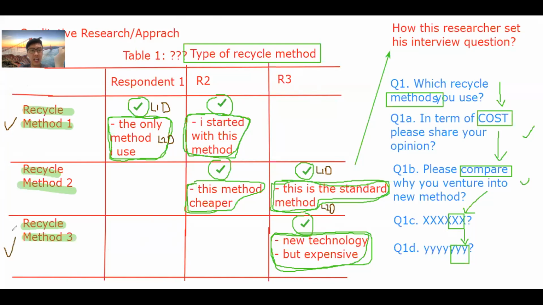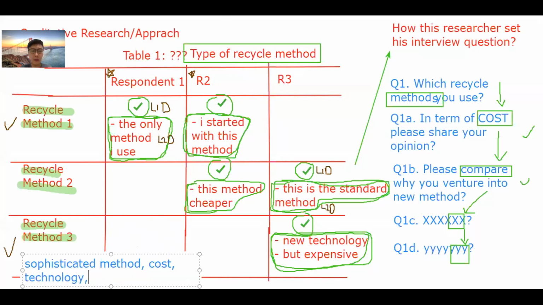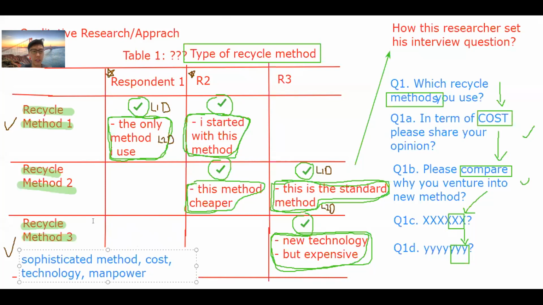And this method is a high technology method, whereby a new company, like respondent one, a new company started, they won't go to level three, recycle method three. So you can conclude this is a more sophisticated method. It may need more cost, it may need more technology, it may need more manpower. So this is the level three data you see.